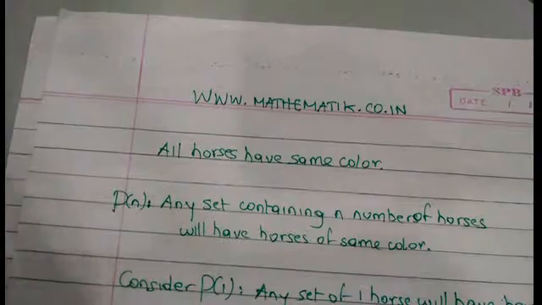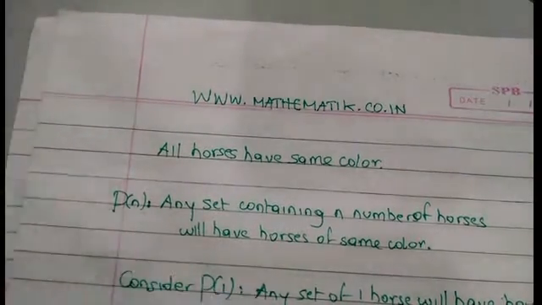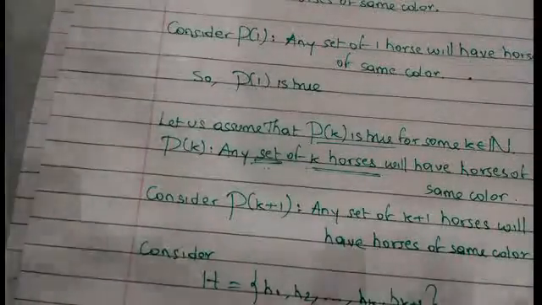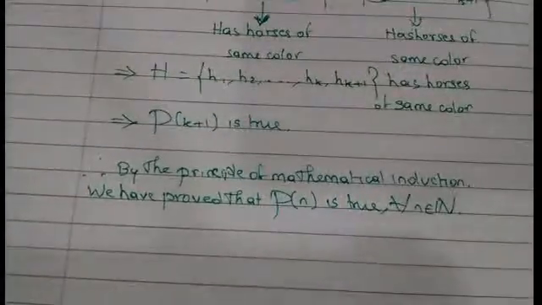So now it is time to find out what is wrong in this proof. Surely there is something wrong somewhere in this proof, but we have to identify what is wrong in this proof.